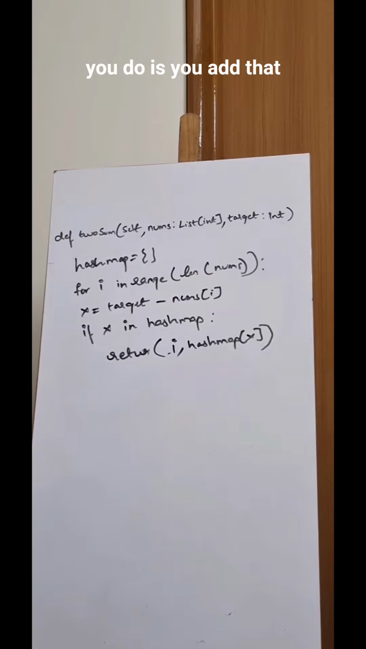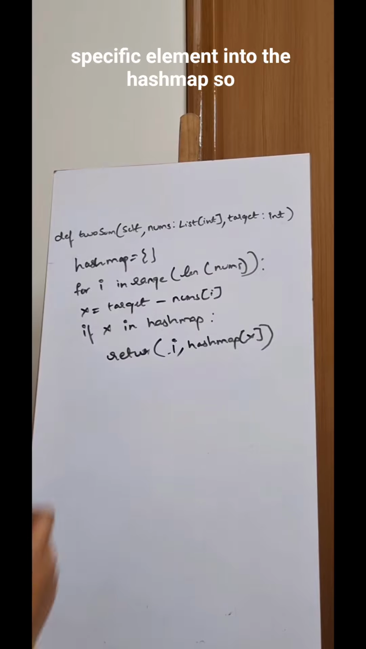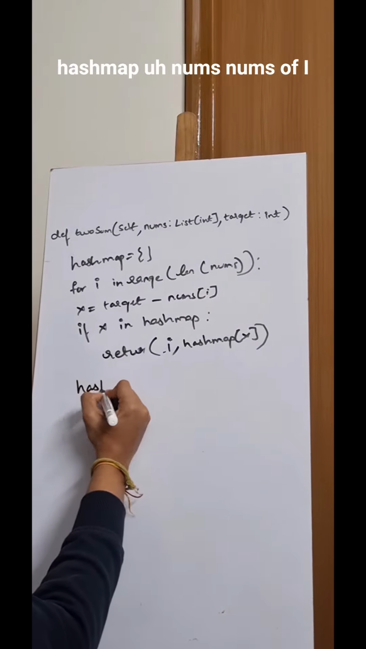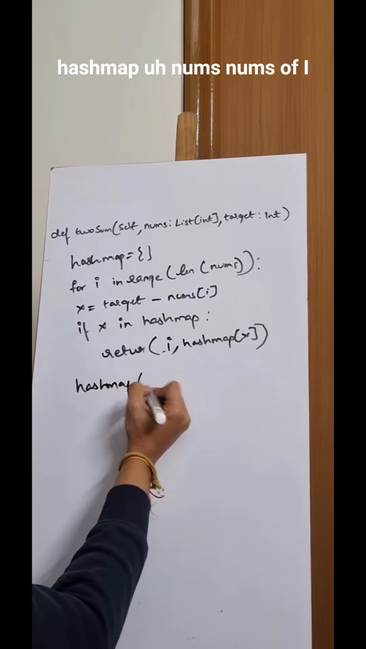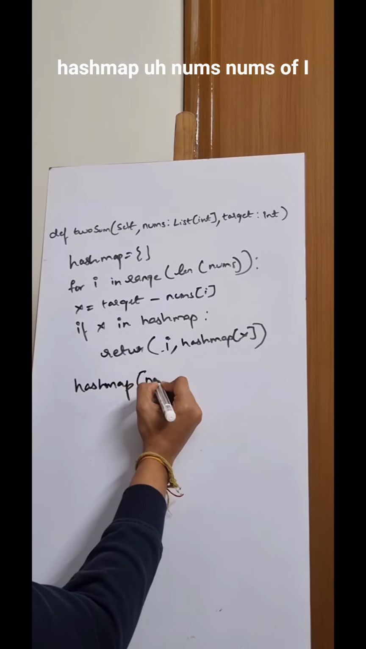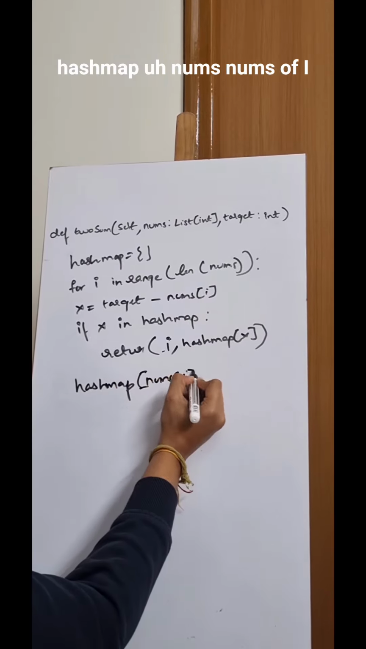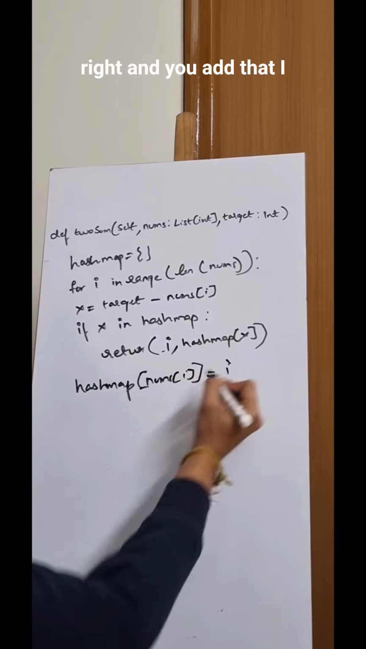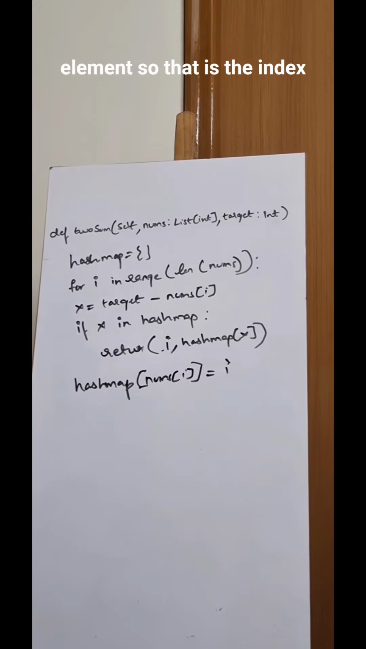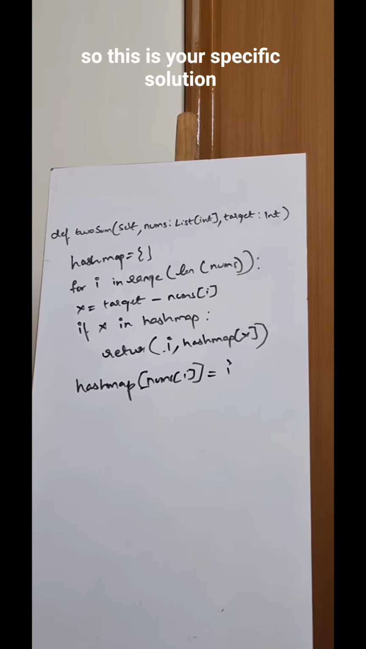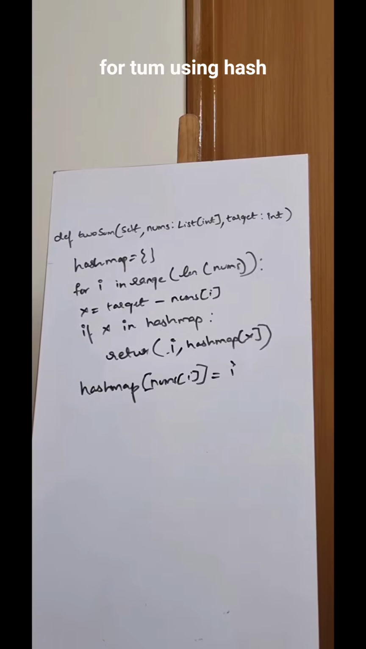Else, what you do is you add that specific element into the hash map. So hash map of nums of i, right? And you add that i element, so that is the index. So this is your specific solution for two-sum using hash map.